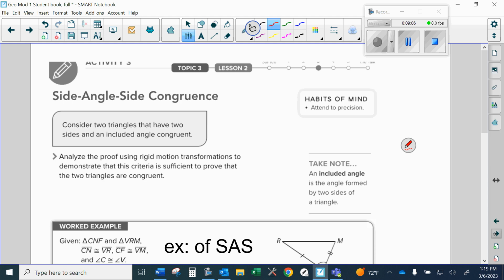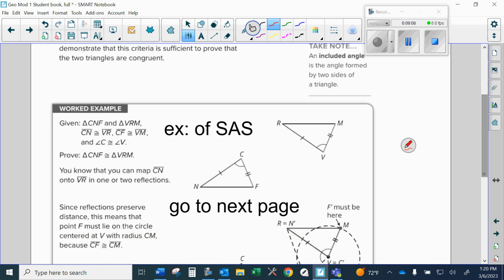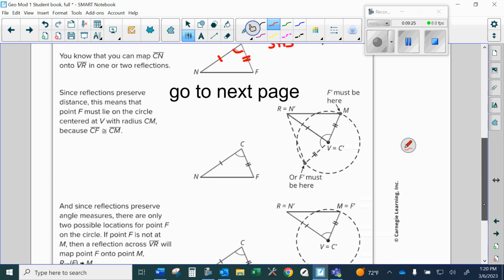Side angle side. So here's an example of side angle side. A side, an angle, and a side. Side, angle, side, SAS. We'll look at the actual definition of it probably on the next page here. That's just an example of the drawing.